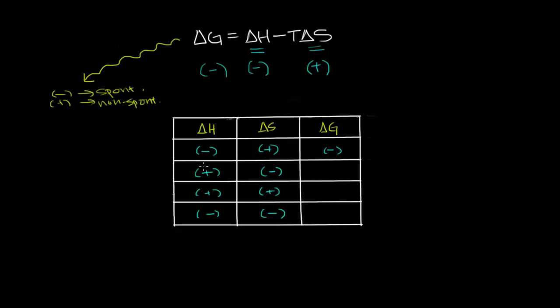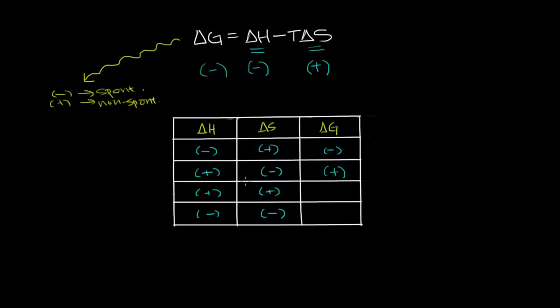So let's take these signs and plug and chug into our equation above. If we have a positive number and we're subtracting a negative number, we are always going to get a positive number. So for all situations in which delta H is positive and delta S is negative, we will have a positive delta G value. This makes sense, right? Because it's essentially the opposite of the previous situation.